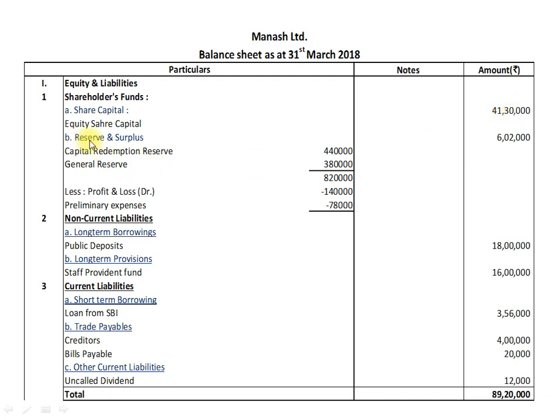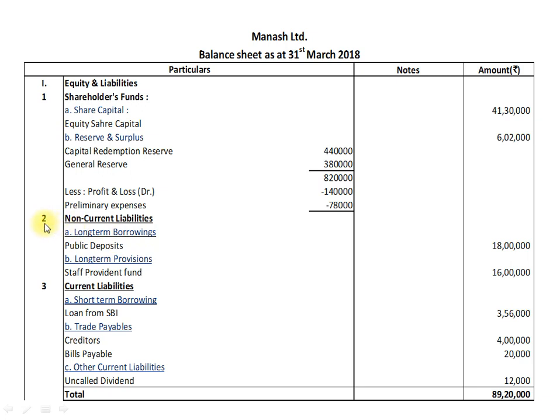Then second head is reserve and surplus. We have capital redemption reserve rupees 4,40,000, general reserve rupees 3,80,000. So total reserve 8,20,000. From this total, we will deduct profit and loss account debit balance as we have discussed 1,40,000 and preliminary expenses as per accounting standard 26 78,000. So finally our total reserve and surplus amount to rupees 6,02,000.